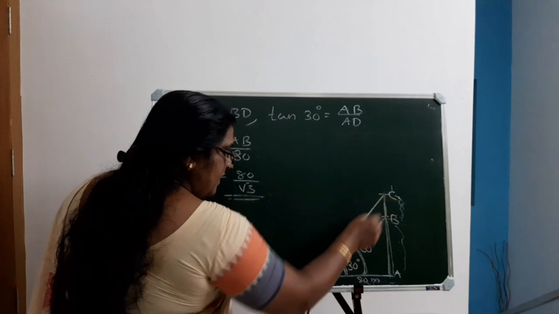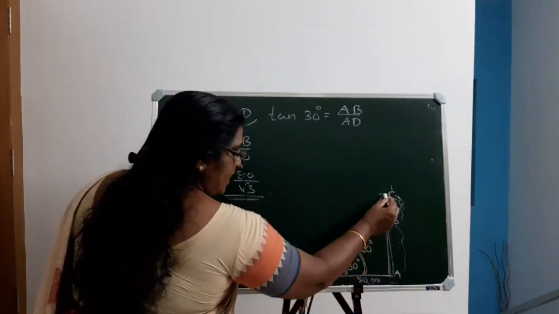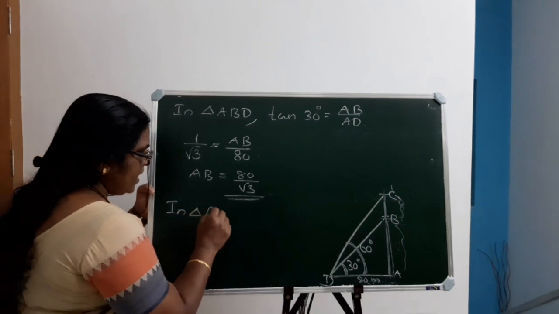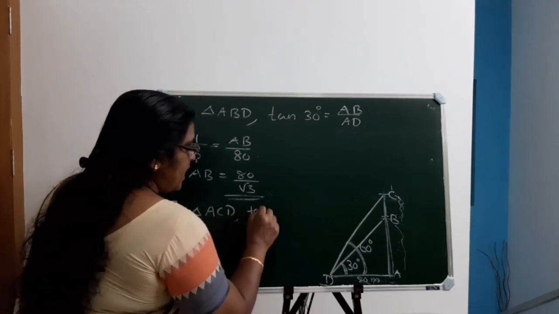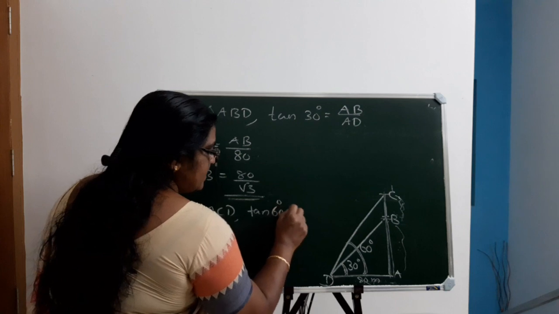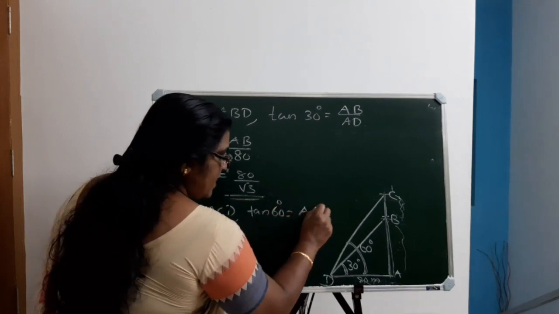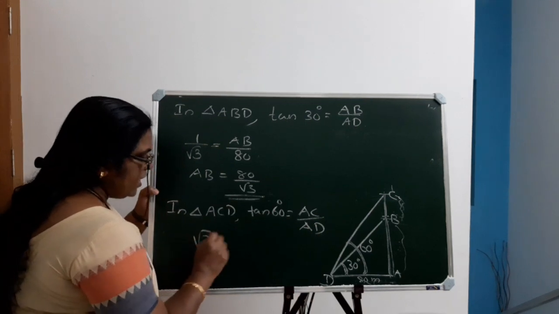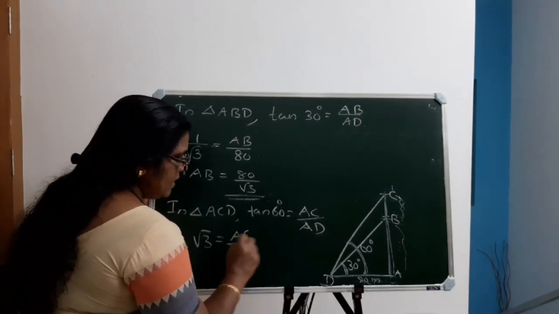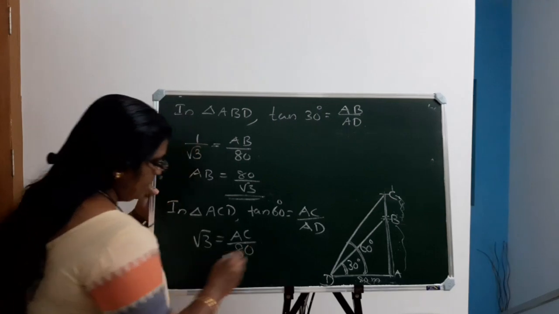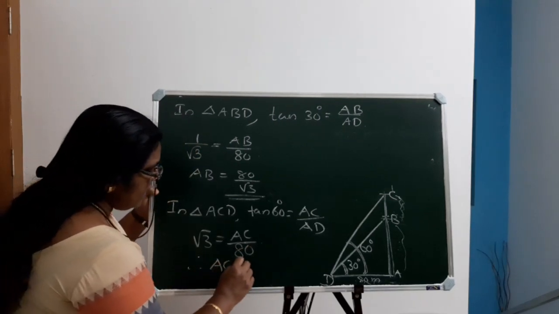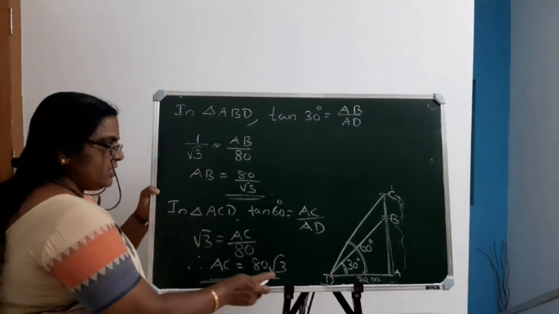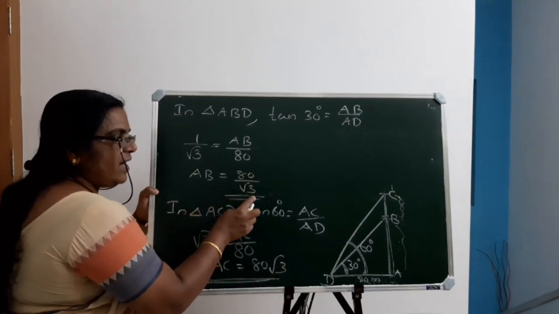Then consider this big triangle, that is ACD. In triangle ACD, what about tan 60? Tan 60 is equal to AC divided by AD, and tan 60 is root 3. Root 3 is equal to AC by AD, which is 80. Therefore, AC is equal to 80 root 3. AC is 80 root 3, AB is 80 divided by root 3.